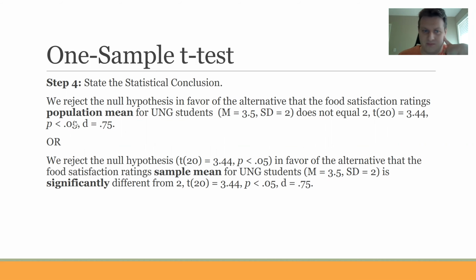How about Cohen's d? We're going to end the statistic statement with our effect size. Here we're going to do Cohen's d, and it's going to be equal to 7.5 or 0.75. 7.5 would be a very large effect size. So we could write it this way, or we could write it in terms of the sample mean. So we reject the null hypothesis.